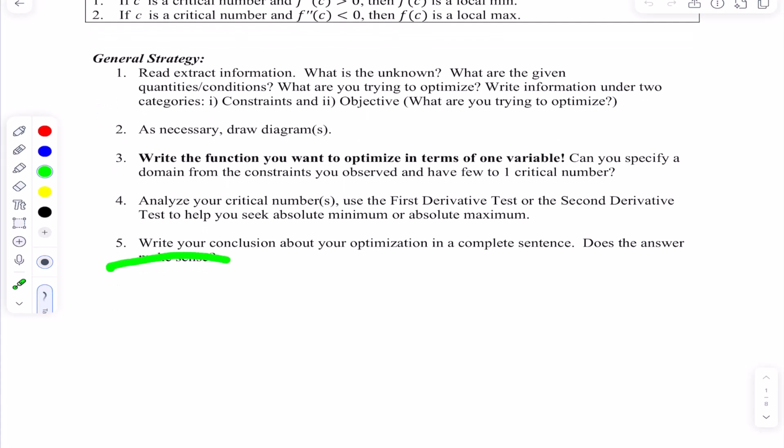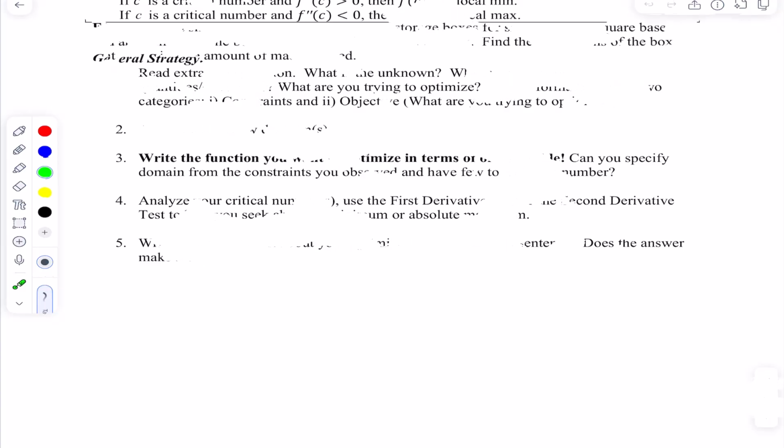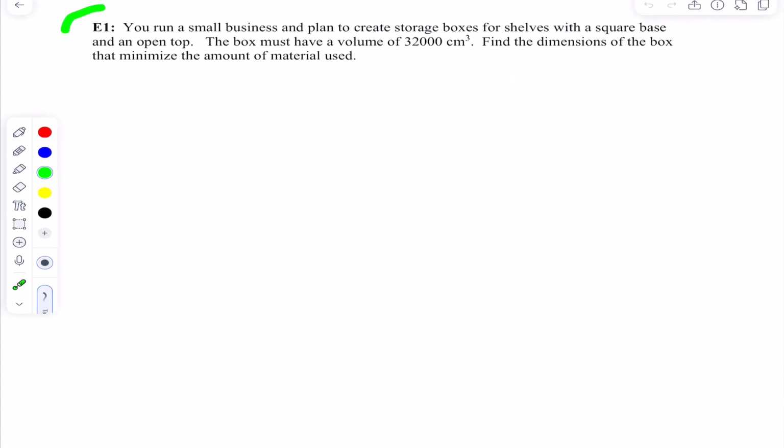Lastly, in your last step of your general strategy, you want to write your conclusion about your optimization in a complete sentence and ask yourself, does the answer make sense? Is it realistic? Why don't we dive into an example to see the strategy in action?